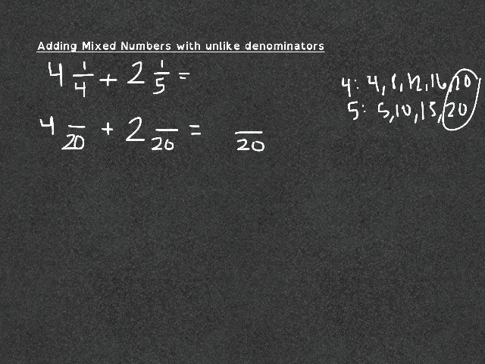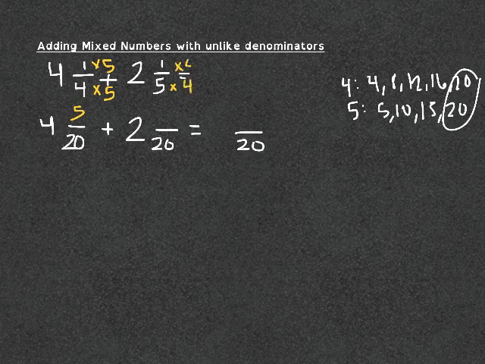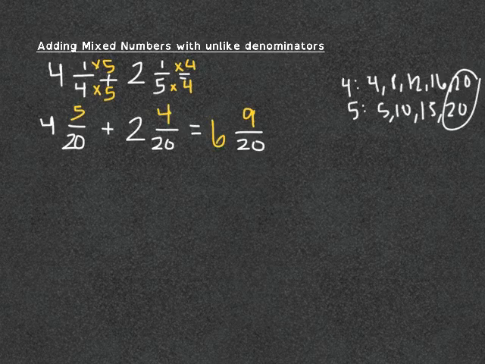Keep doing our same steps. 4 times what gives us 20? 5. 1 times 5 is 5. 5 times what is 20? 4. 1 times 4 is 4. Add up our fractions. 5 20ths plus 4 20ths is 9 20ths. And 4 plus 2 is 6.